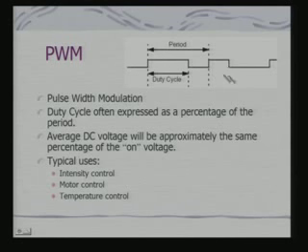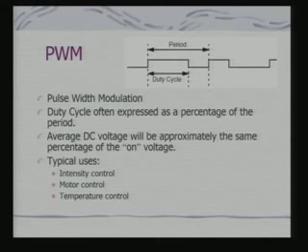And this duty cycle is expressed typically as a percentage of the total period. And if we change this duty cycle, what will happen? The average DC voltage would change. So, we can think of it as the average DC voltage being approximately the same percentage of the on voltage. I can do more elaborate and actual calculations, but conceptually the picture is like this: the average DC voltage will be approximately the same percentage of the on voltage.